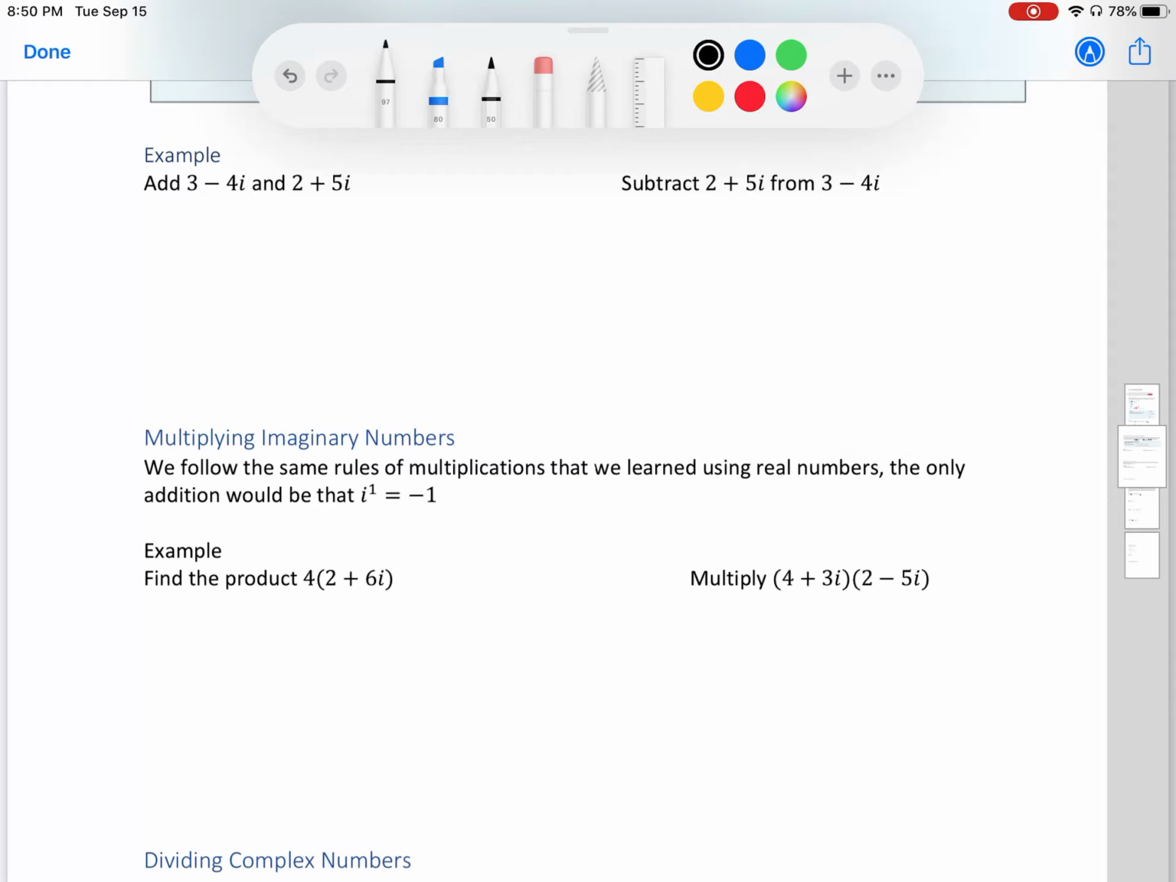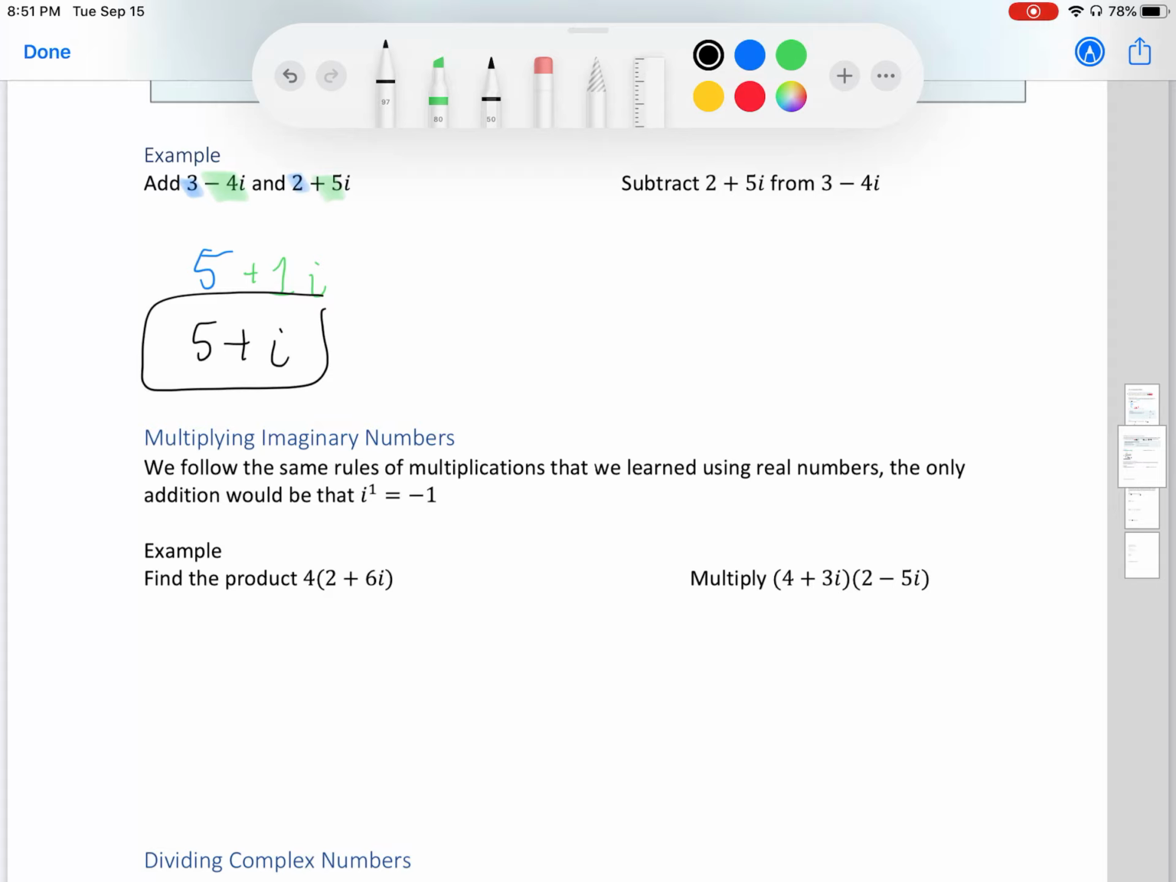So let's go ahead and do this first example. Let's add 3 minus 4i and 2 plus 5i. We add our real numbers. 3 plus 2 gives us 5. And work with our complex part. Negative 4 plus 5 gives us 1. So plus 1i, or just i. So the answer is 5 plus i.